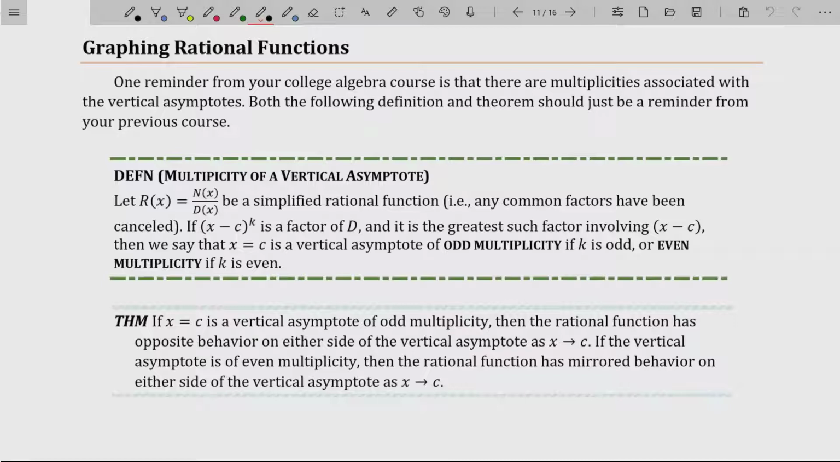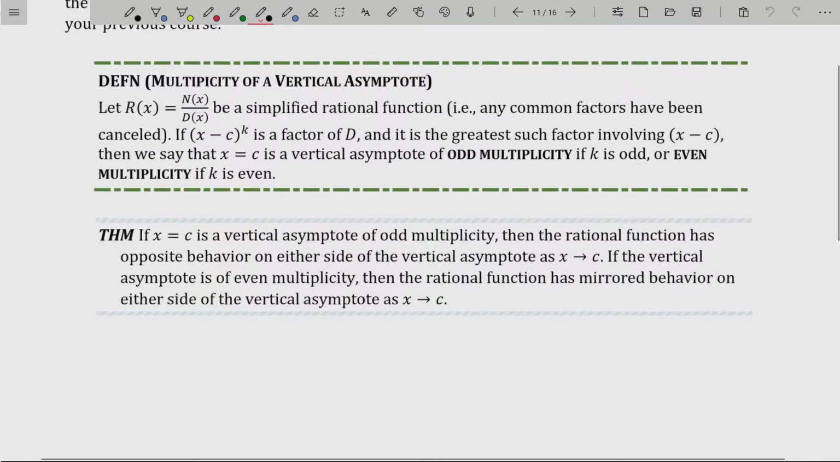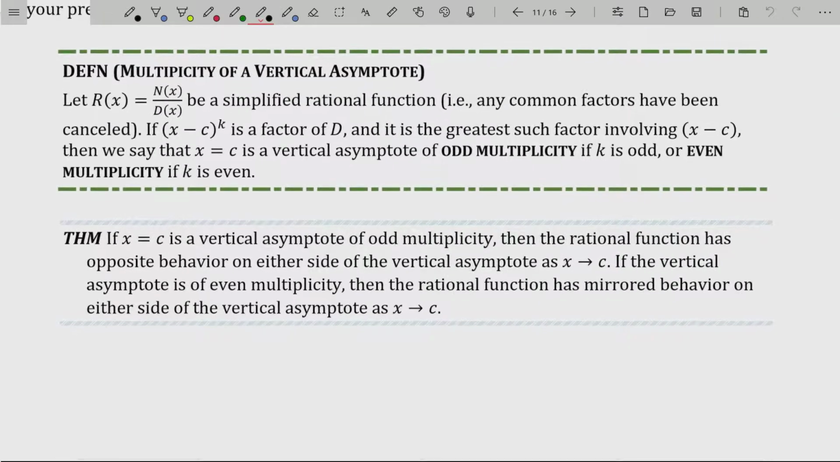So now we're just going to dive into graphing rational functions, and all this graphing of rational functions should have been seen by you in previous courses, so I'm not really going to spend a ton of time on prerequisite theory other than to mention the following. There are a couple items here. Definition of the multiplicity of a vertical asymptote. That's going to be critically important.